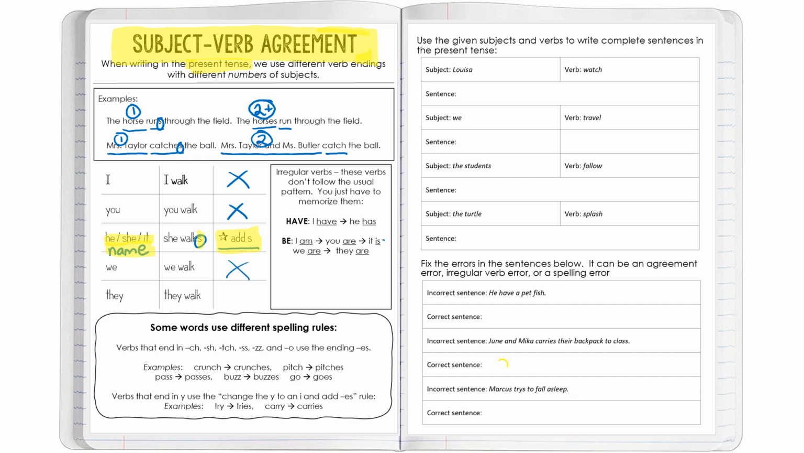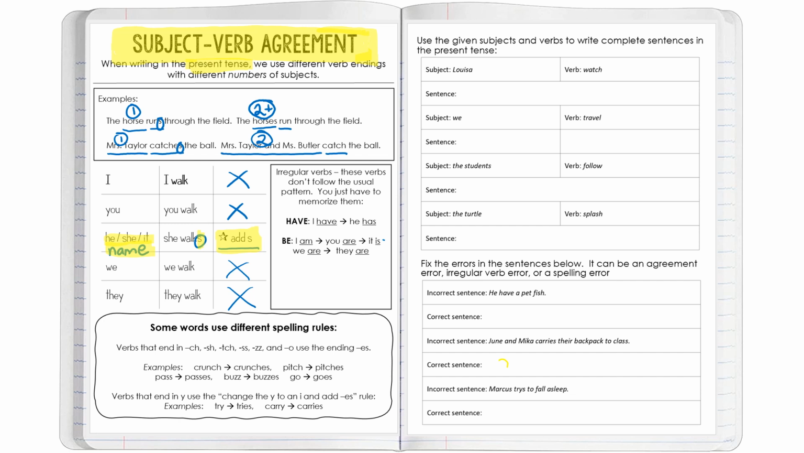And then my last one is they. If I'm listing multiple people, like Mrs. Taylor and Ms. Butler, or multiple things like the horses, I use they walk. I don't have to make changes. So really the only time I need to make a change is if I am talking about one person or thing, and it's not you and it's not me.